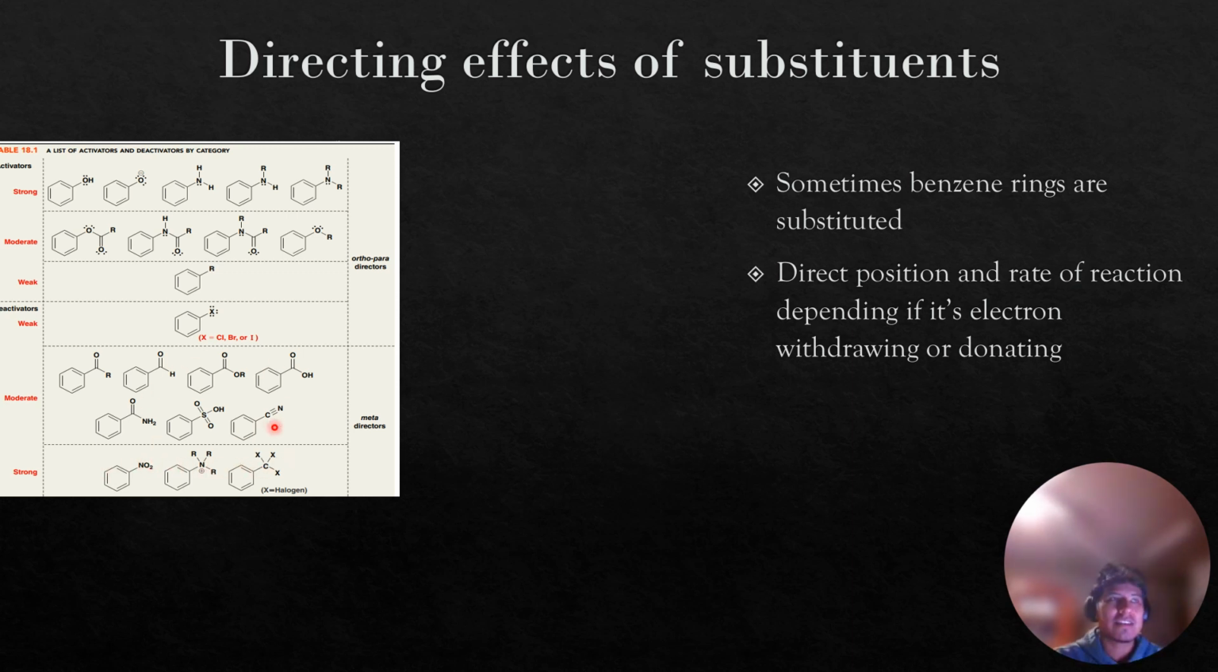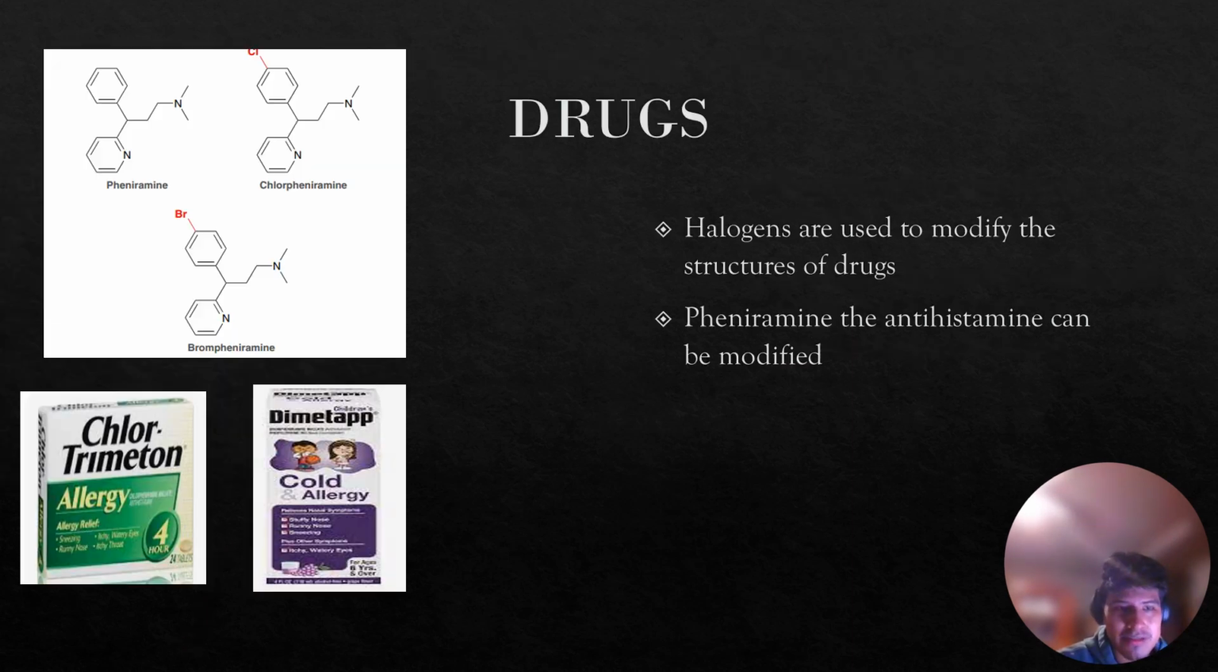In our case, they're actually activating groups on the drug I will be talking about. The drug is pheniramine. It is a commonly used drug for allergies and colds, again more commonly used for allergies. Not only in pheniramine, but there are many drugs where different halogens are used to modify not only the structure of drugs, but the properties of the drug.